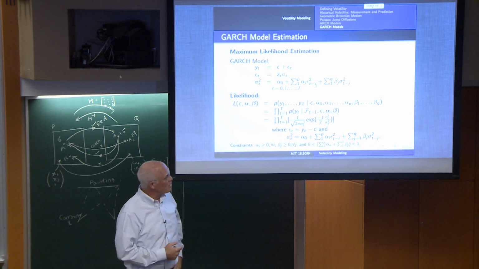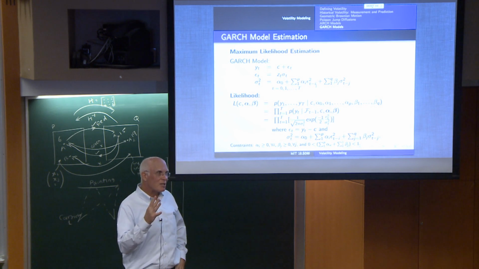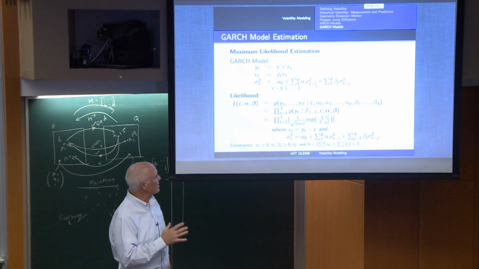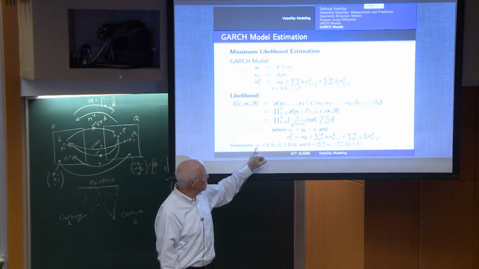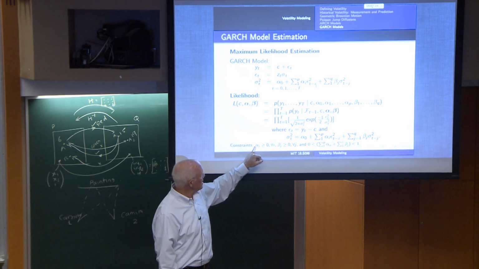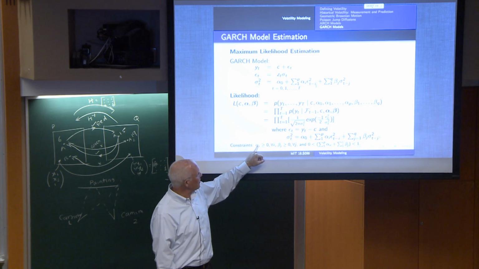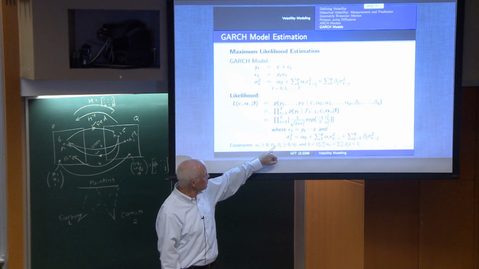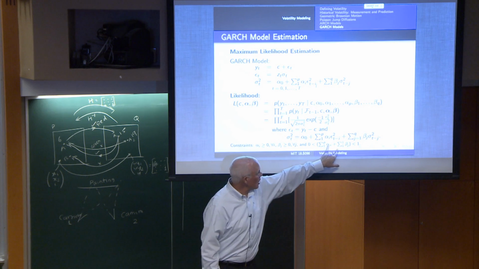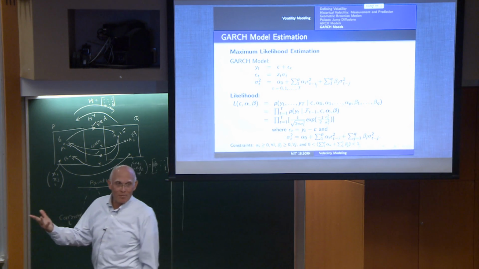Now, the challenge with estimating these GARCH models, in part, is the constraints on the underlying parameters. Those need to be enforced. So we have to have that the alpha i are greater than 0, also the beta j are greater than 0, and the sum of all of them is between 0 and 1.